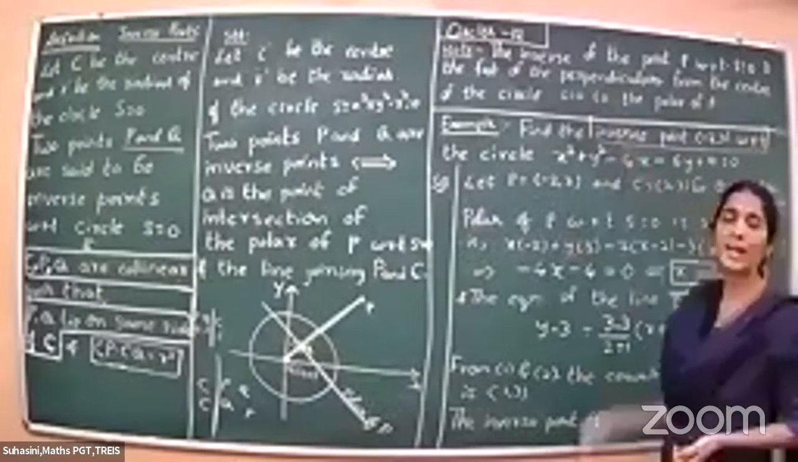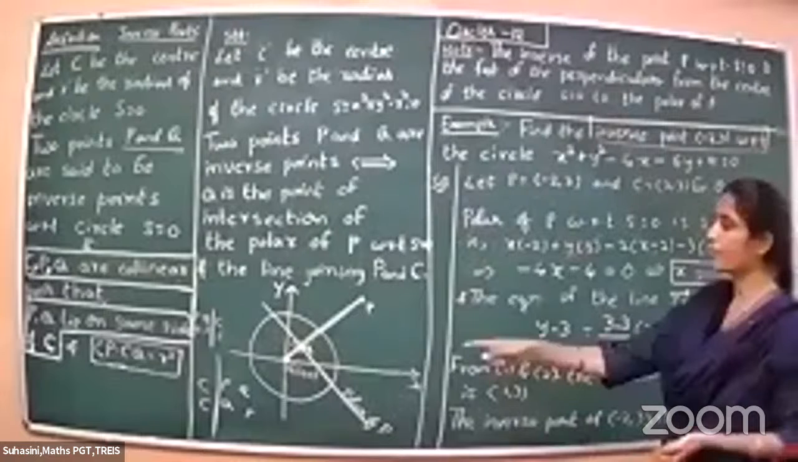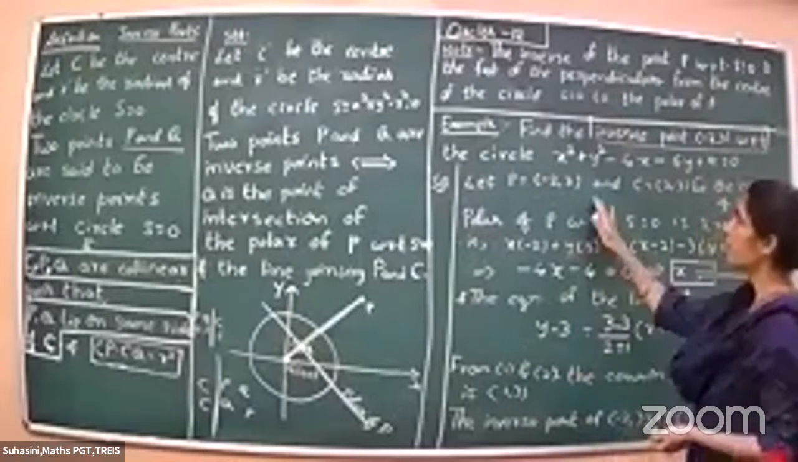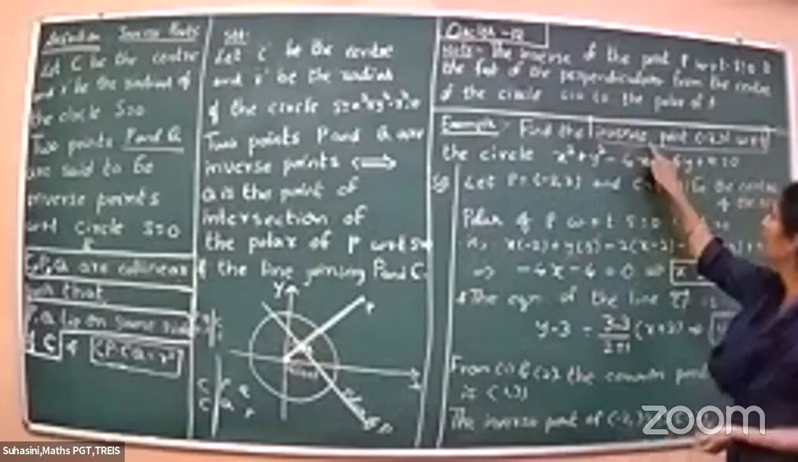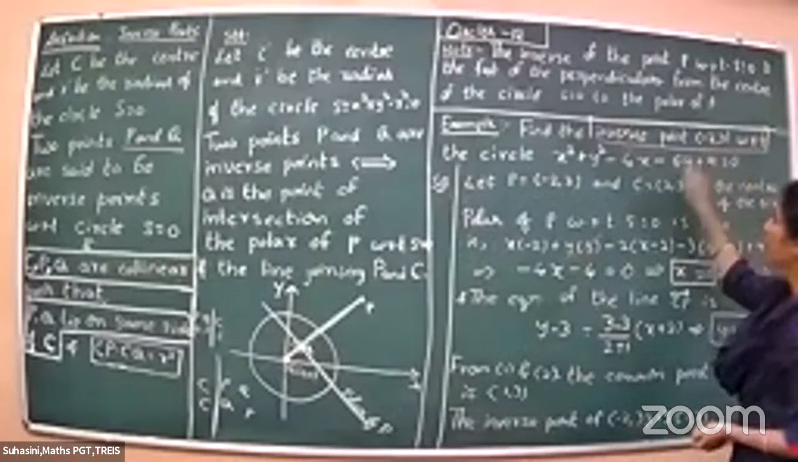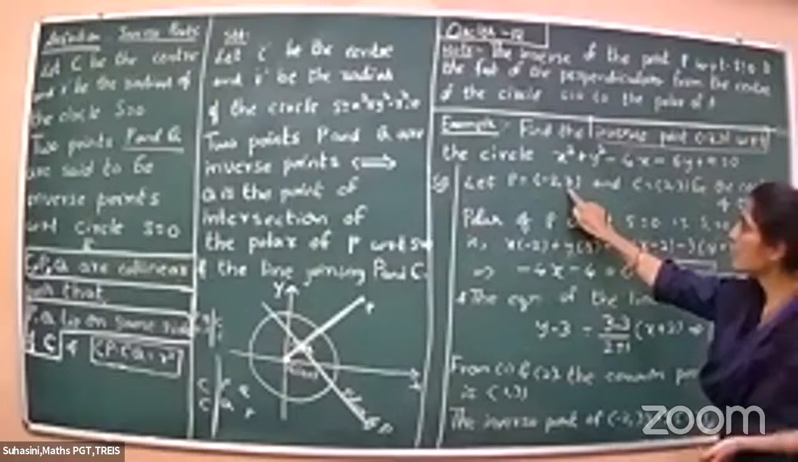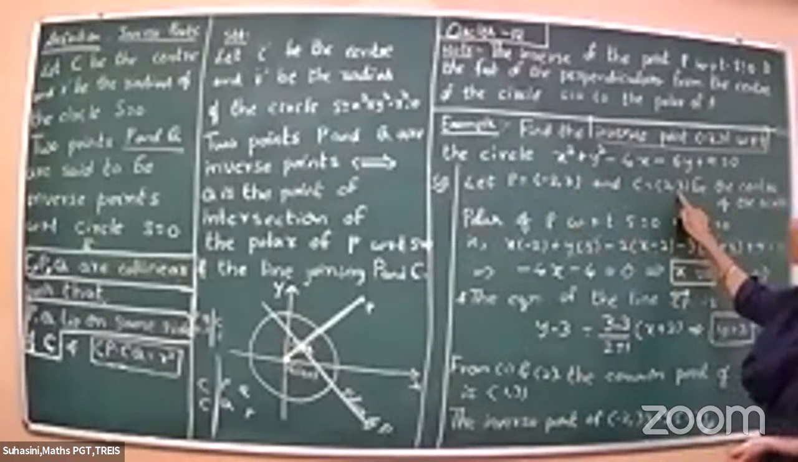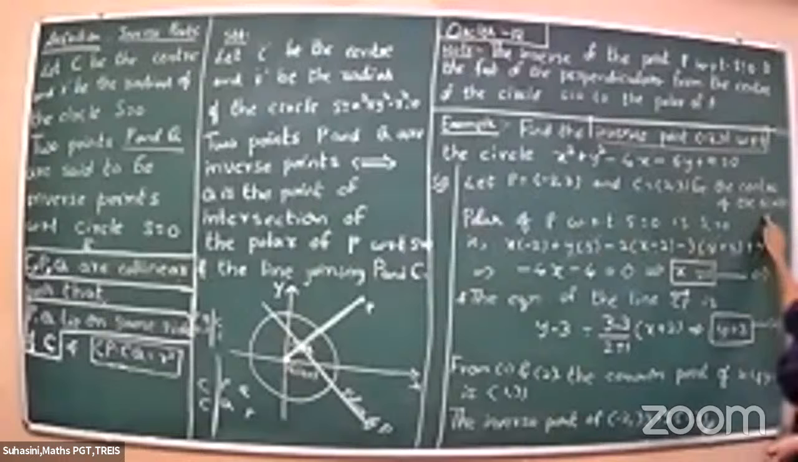Method 2 is simple: using this model, just find the foot of the perpendicular from C to the polar of P. Let us see method 1, children. We are interested in finding the inverse point of (−2, 3), given this circle. So let us write the given point and the center of the given circle.